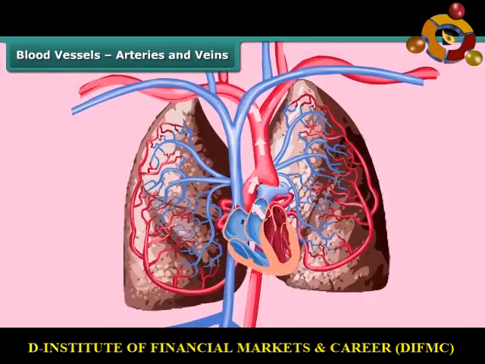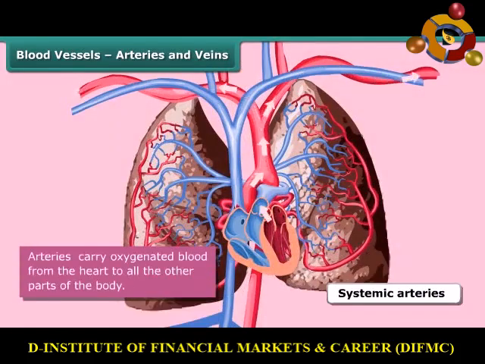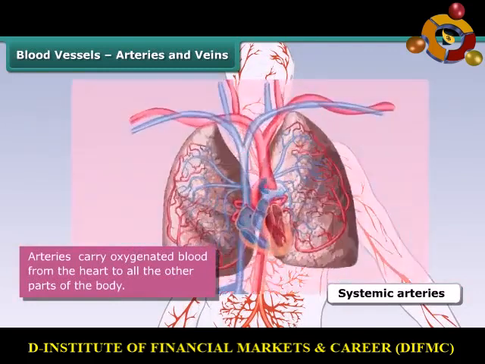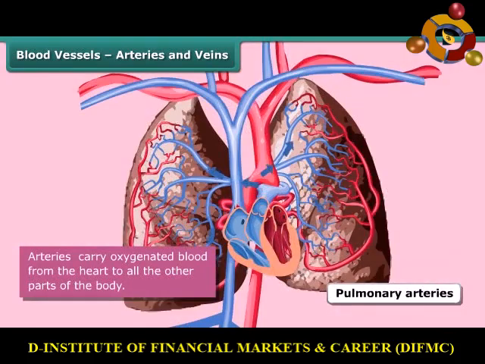Arteries are of two types: systemic arteries. They carry oxygenated blood from the heart to the other parts of the body. Pulmonary arteries. They carry deoxygenated blood from the heart to the lungs.